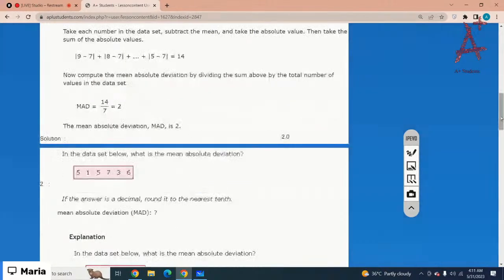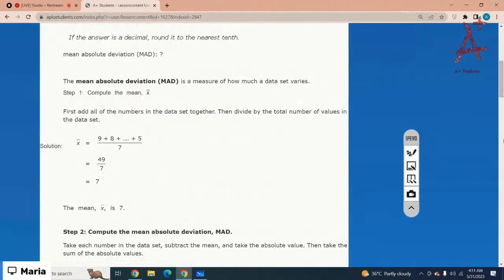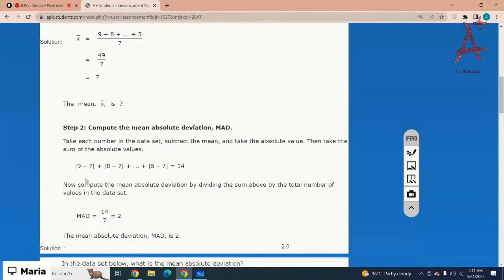Now you have to calculate the mean absolute deviation. How do you calculate? So you have to subtract the mean value from each number in the data set. Got it? Like the mean value is 7. You have to do 9 minus 7, 8 minus 7. You have to subtract 7 from every number in the given data set. Got it? And then you have to calculate the mod of these values and you have to add them. Their sum would be 14. So 14 divided by 7 would be 2.